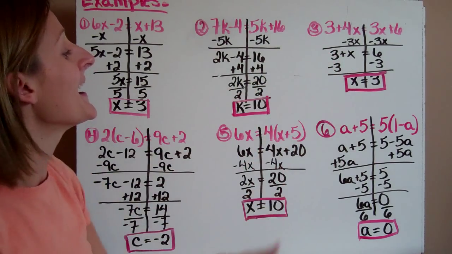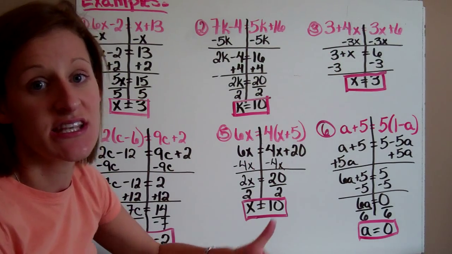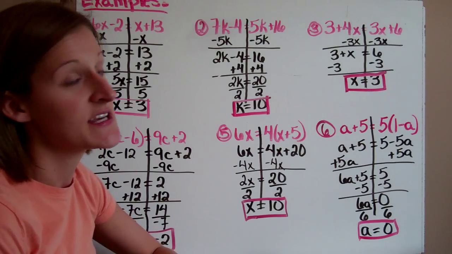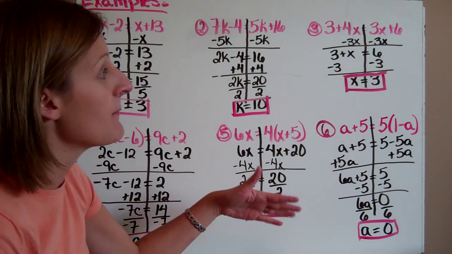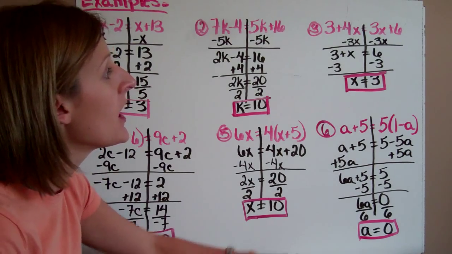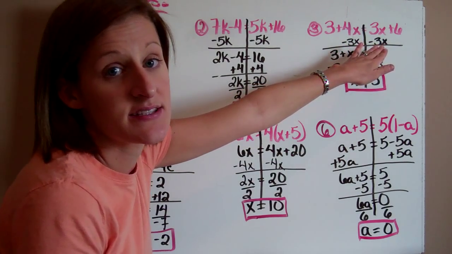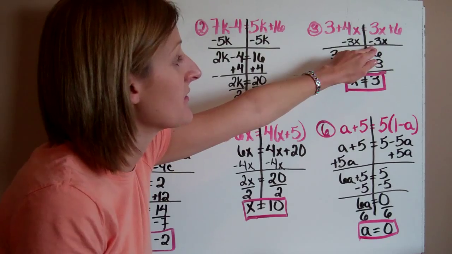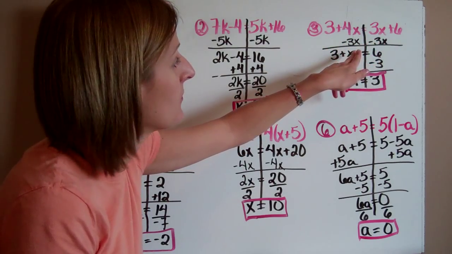Now, number 3, again, I don't have any fractions. I don't have any parentheses. So I go to my next step. I do have variables on both sides, so I need to move one of them. I'm going to again move my 3x. This is a positive 3x, so I've got to subtract 3x from both sides.